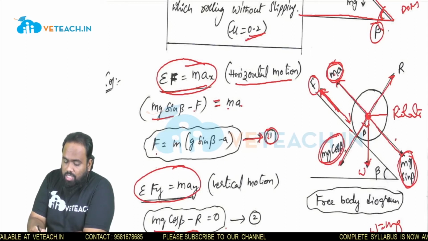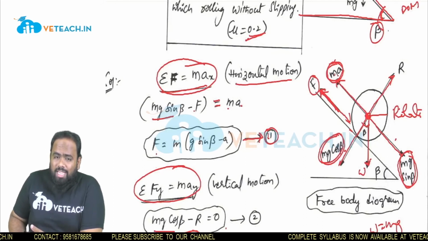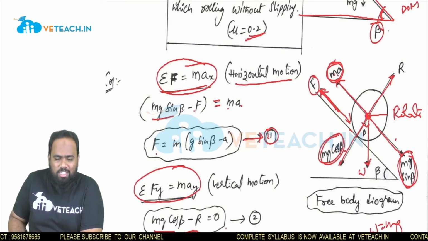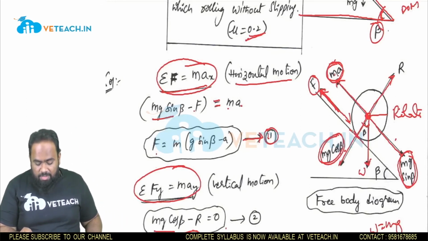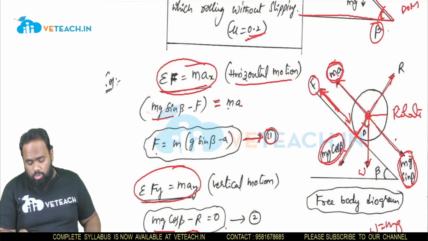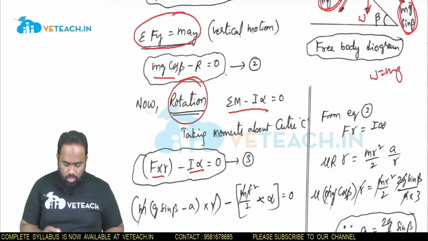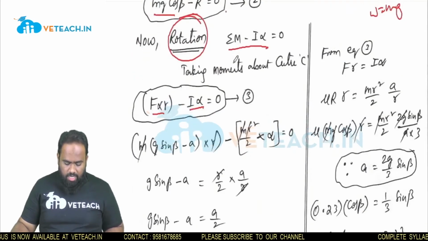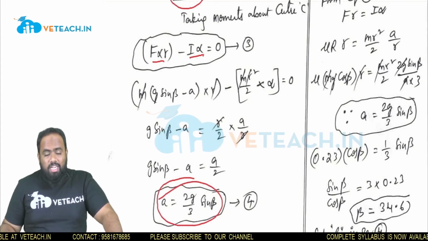Here there are three forces, but their moments become 0, because the force applied is acting on the point of rotation, so there is no perpendicular distance. But friction develops at the contact surface, so there must be a distance from the point of rotation to the frictional force. So f into radius r minus I alpha is equal to 0. Substitute f and all the remaining values, then finally you will get a is equal to 2g by 3 sin beta, that is equation number 4.